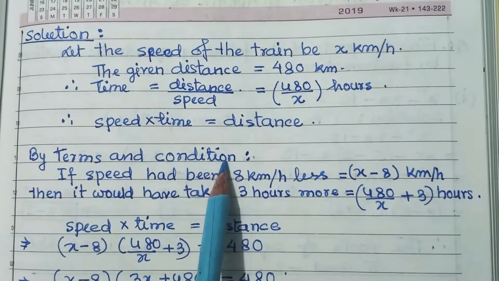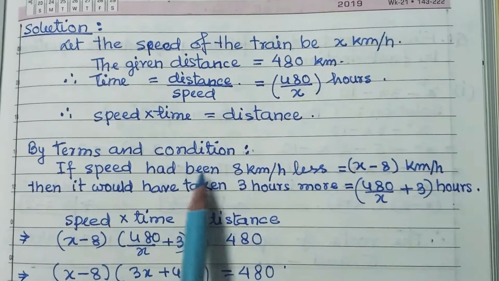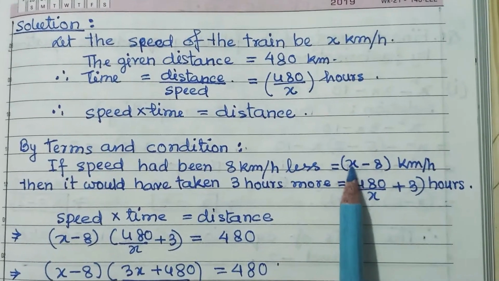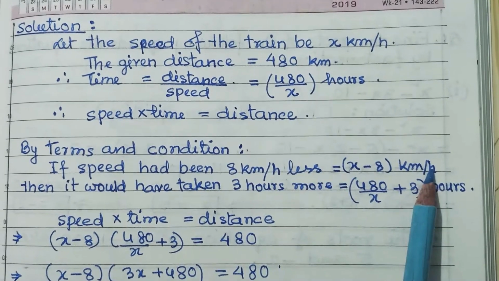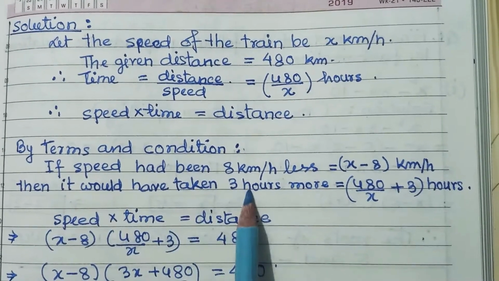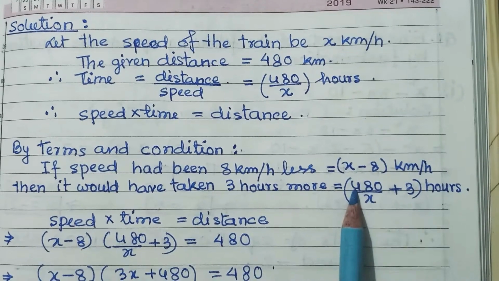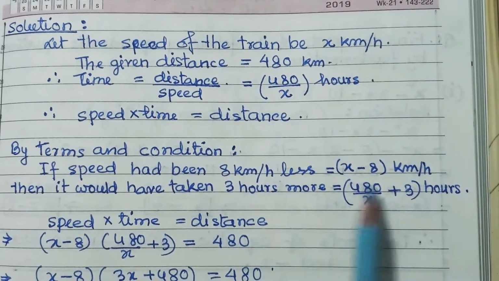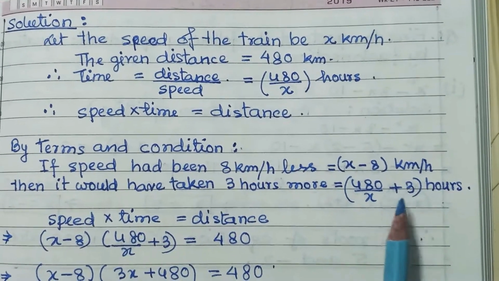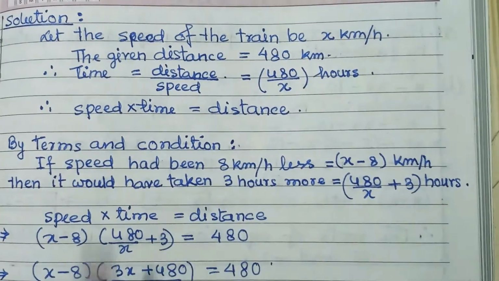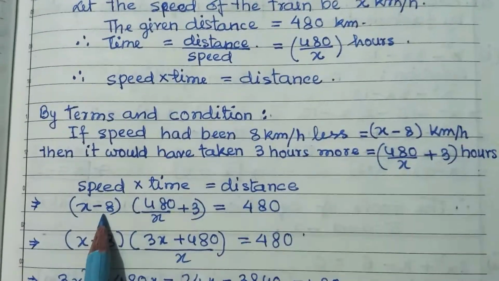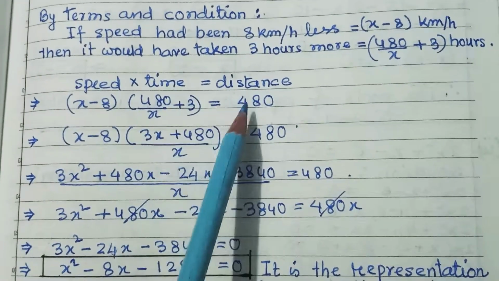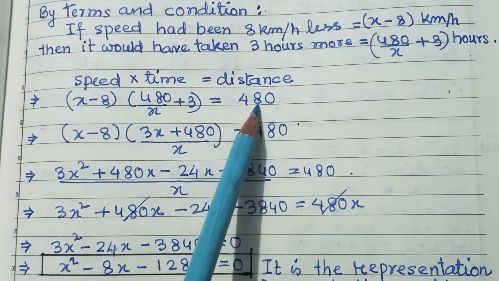So by the terms and conditions, if speed had been 8 km per hour less, it was x, now it is x minus 8 km per hour. Then it would have taken 3 hours more. Hours were 480 upon x, now it is 3 more, plus 3. Now put in this relation. Substitute this: x minus 8 is the speed and time is 480 upon x plus 3 is equal to distance. Already you know that is 480.